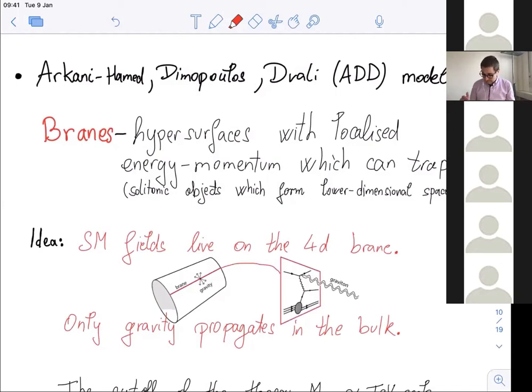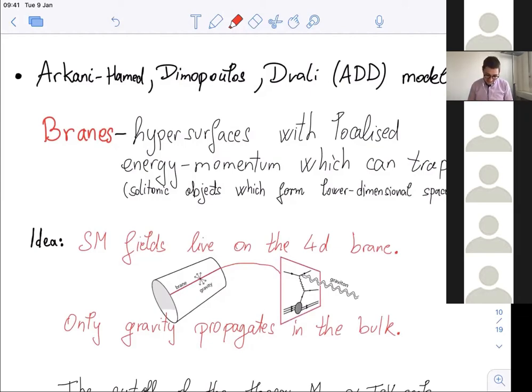But we don't want to put the other fields, the standard model fields, also in the extra dimension, because then, for example, QED would also get diluted. So to keep what we want for gravity, but not to dilute the electromagnetic and other gauge forces, we put the standard model fields on the brane. Branes are hypersurfaces in the higher dimensional space, which have localized energy momentum in such a way that they can trap the fields. So quantum fields can really live on a brane.